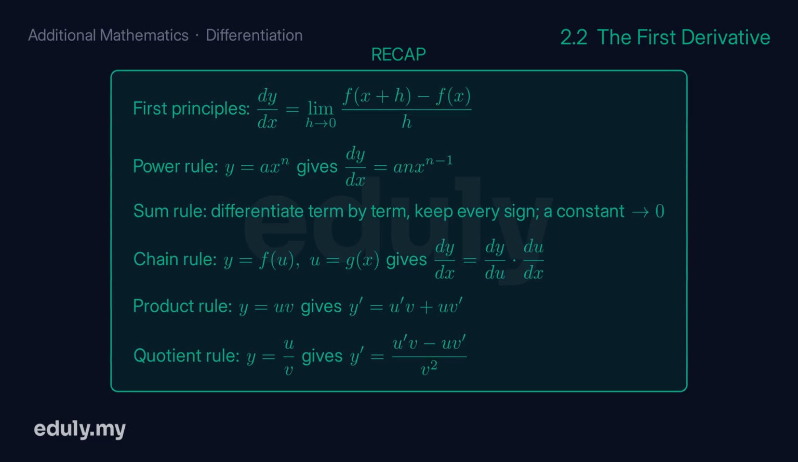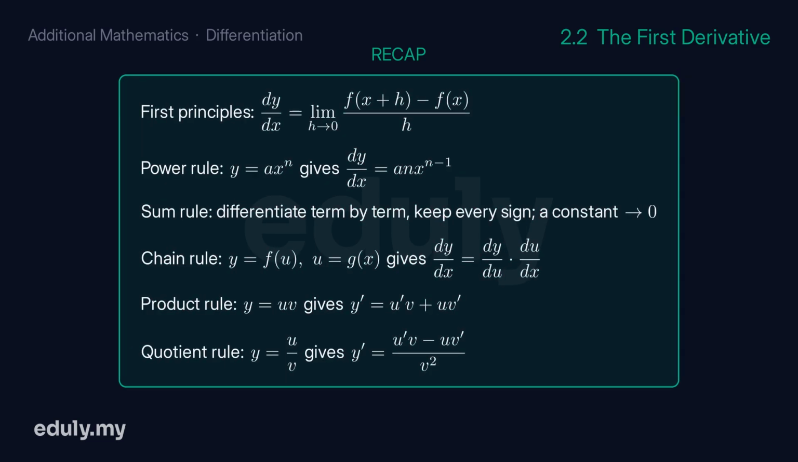dy over dx gives the exact steepness at any single point. Positive to climb, 0 at a flat instant, negative to descend. Use first principles only when a question says so. Otherwise, the power rule, term by term, keeping every sign, and a lone x term still differentiates while a true constant goes to 0. A bracket to a power, or one function inside another, needs the chain rule and its inner factor. A product needs the product rule. A quotient needs the quotient rule the same way.